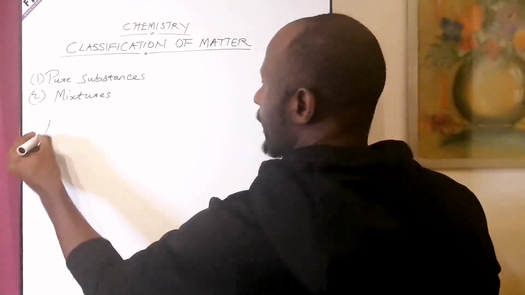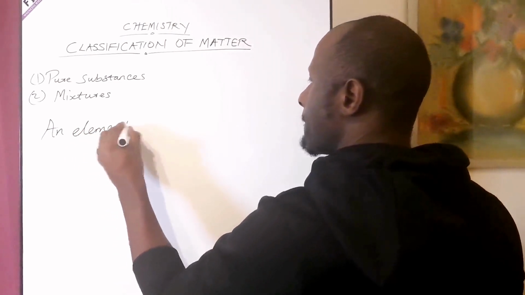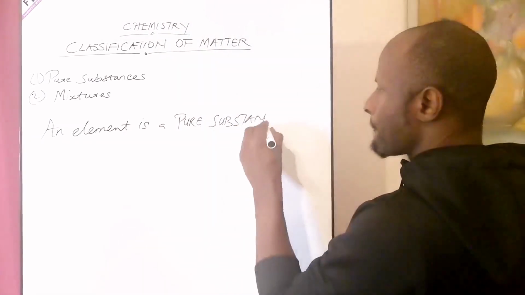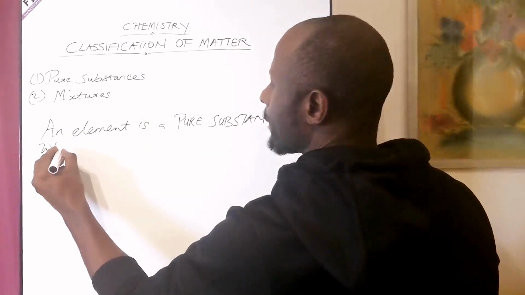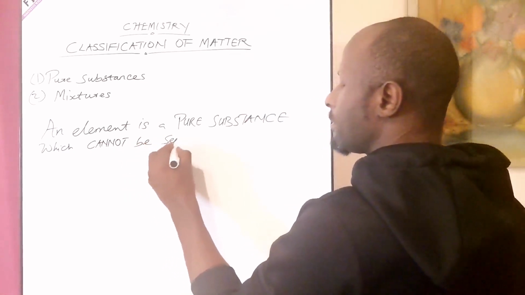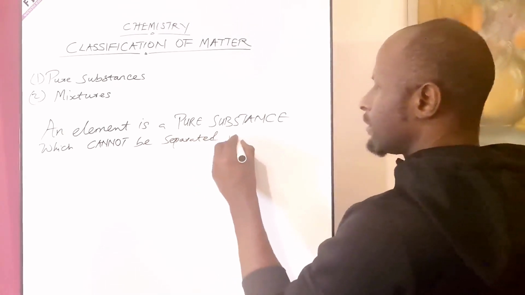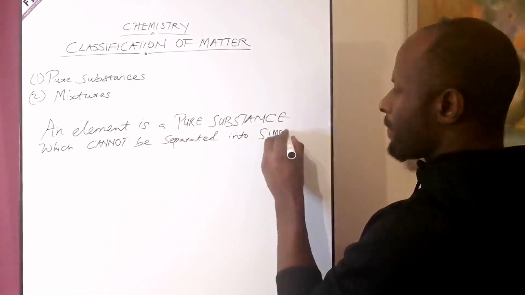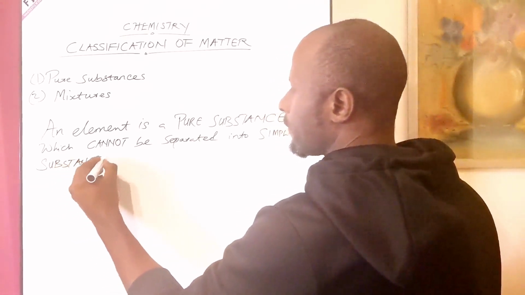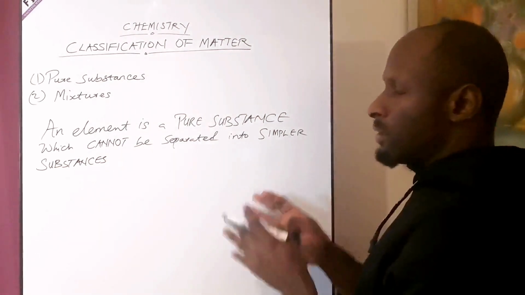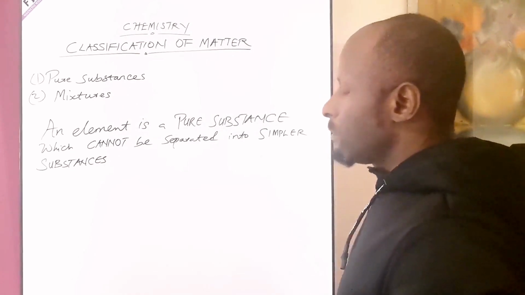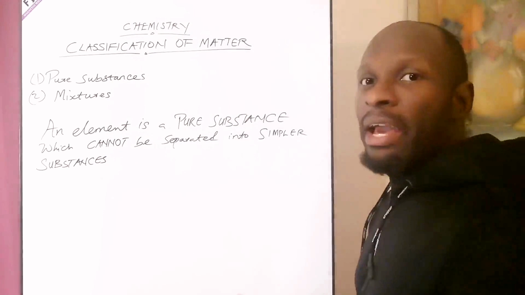So we say an element is a pure substance which cannot be separated into simpler substances. Now, the keywords in this definition are what I wrote in capital letters. Is that clear? Okay. Now, having established the definition of element, what are examples of elements?